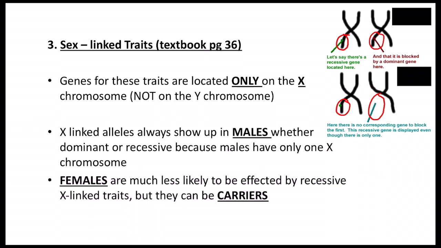So females are therefore much less likely to be affected by recessive X-linked traits because it's very unlikely that they would have 2 of the recessive alleles, but they can be carriers for that recessive allele. Because females have 2 X's, one of them could be recessive, meaning that they would carry the recessive trait without actually expressing it.